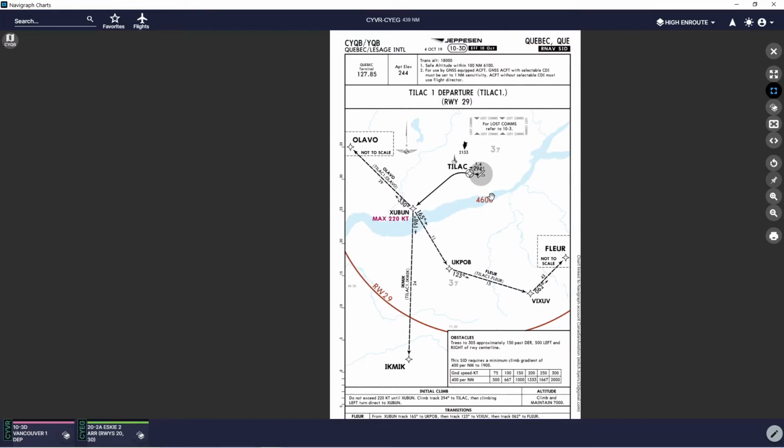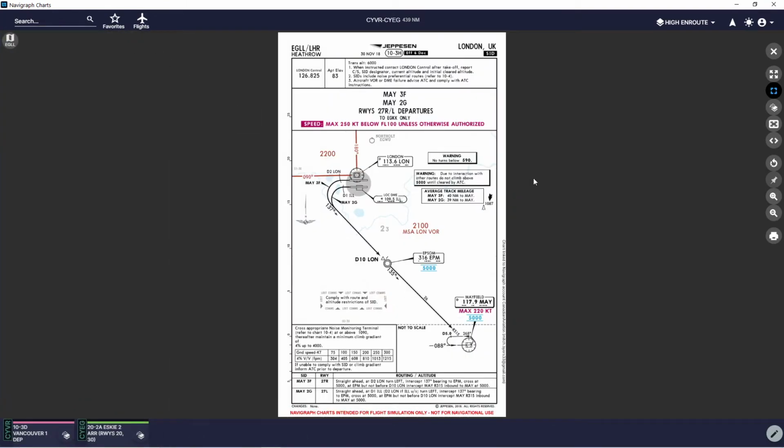So let's pop ahead over to London Heathrow really quickly and take a look at a SID out of there so you can fully understand and grasp the concept of how it differs in other countries too. So here is a SID out of London Heathrow, which I just pulled up a random one here. It's the Mayfield 3 Foxtrot or Mayfield 2 Golf departure. It varies from what runway it is in this case.